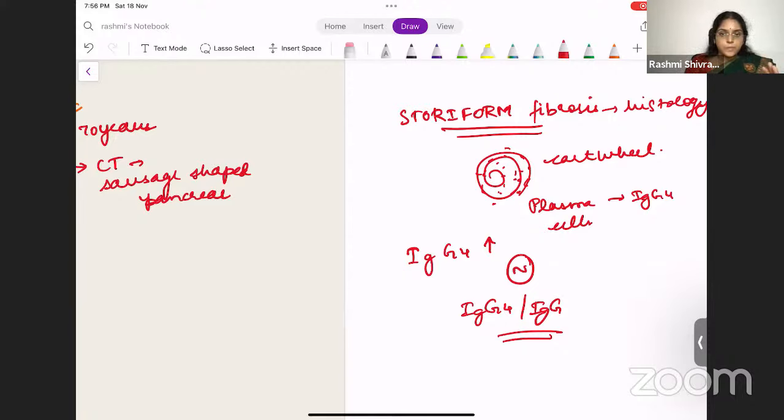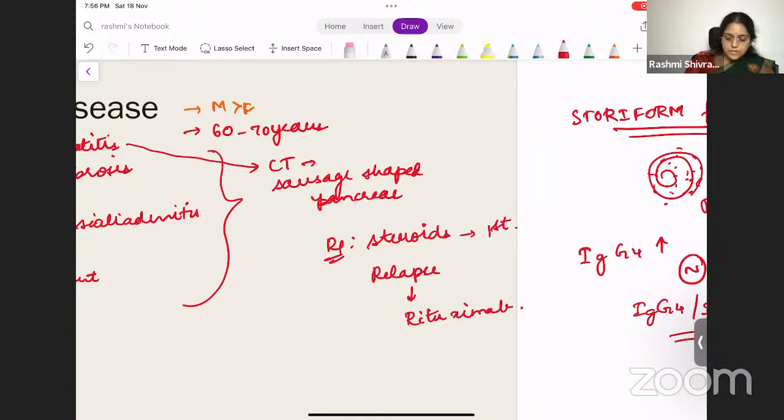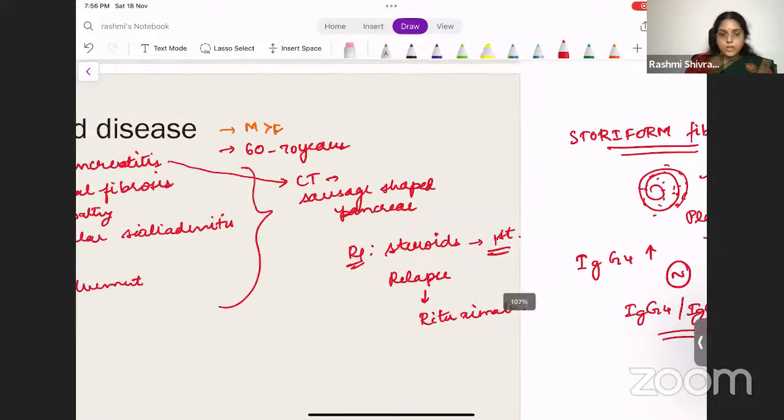Okay. So how do you treat the patients? Like most other rheumatological problems, you treat the patient first with steroids. These are the first line, and this disease responds very well to steroids, but you need to keep in mind the duration of steroids, because these patients relapse quite easily. So steroids are the first line drugs. If they are relapsing, then what do you need to give the patient? You need to give rituximab. So first line is steroids, and when the patient is relapsing, you give rituximab.